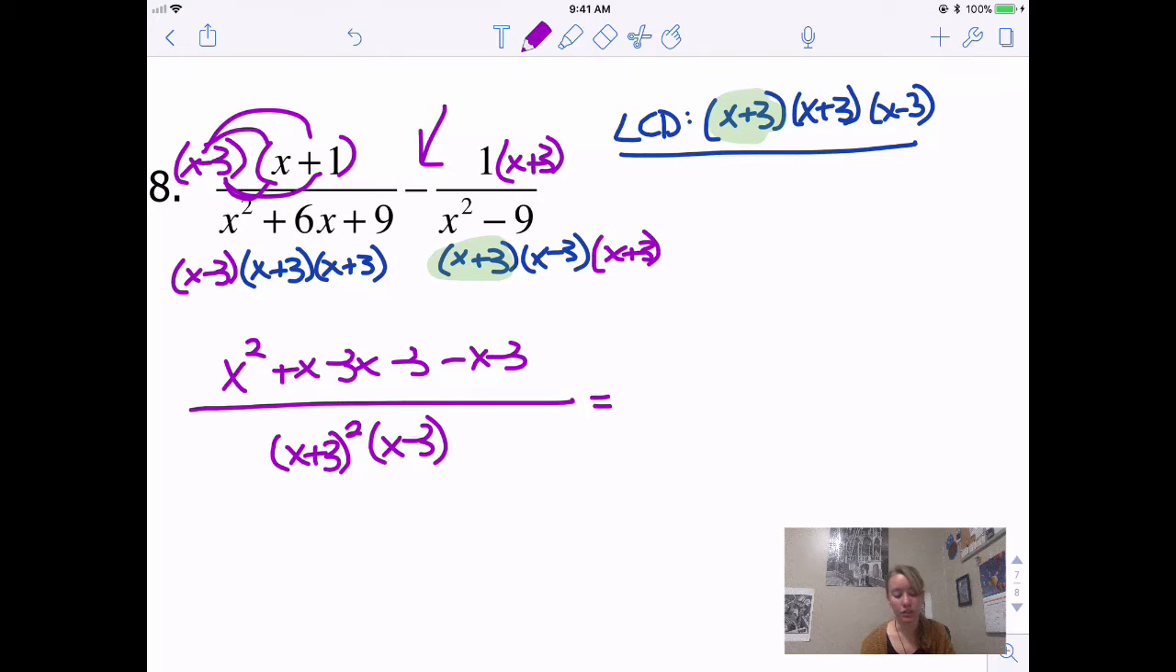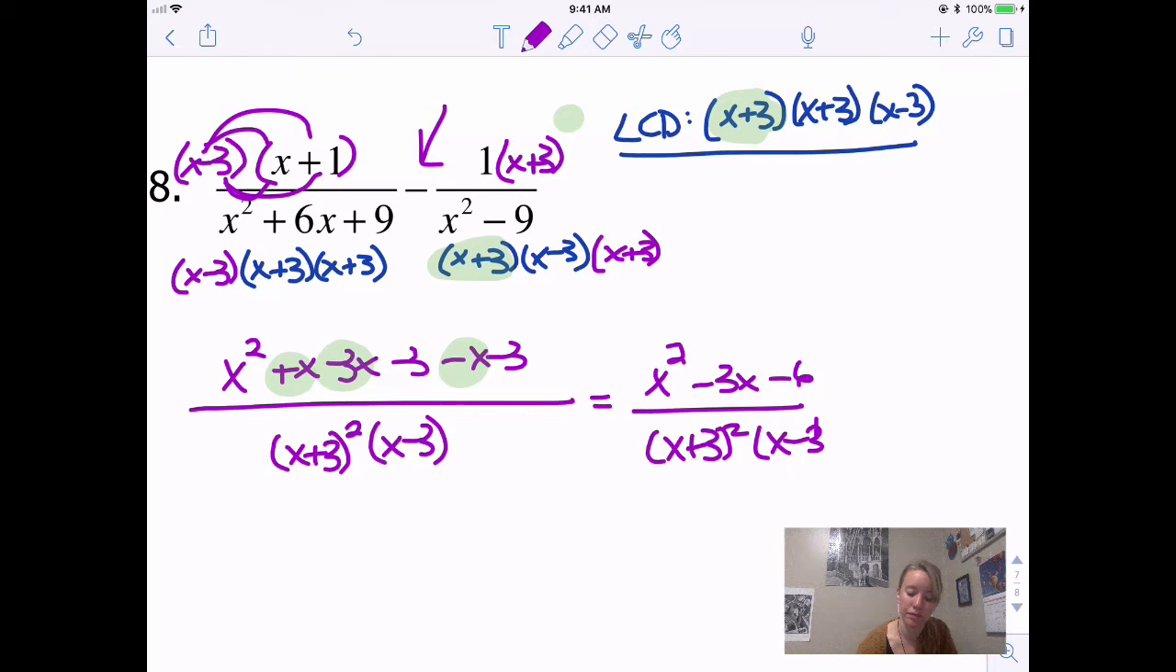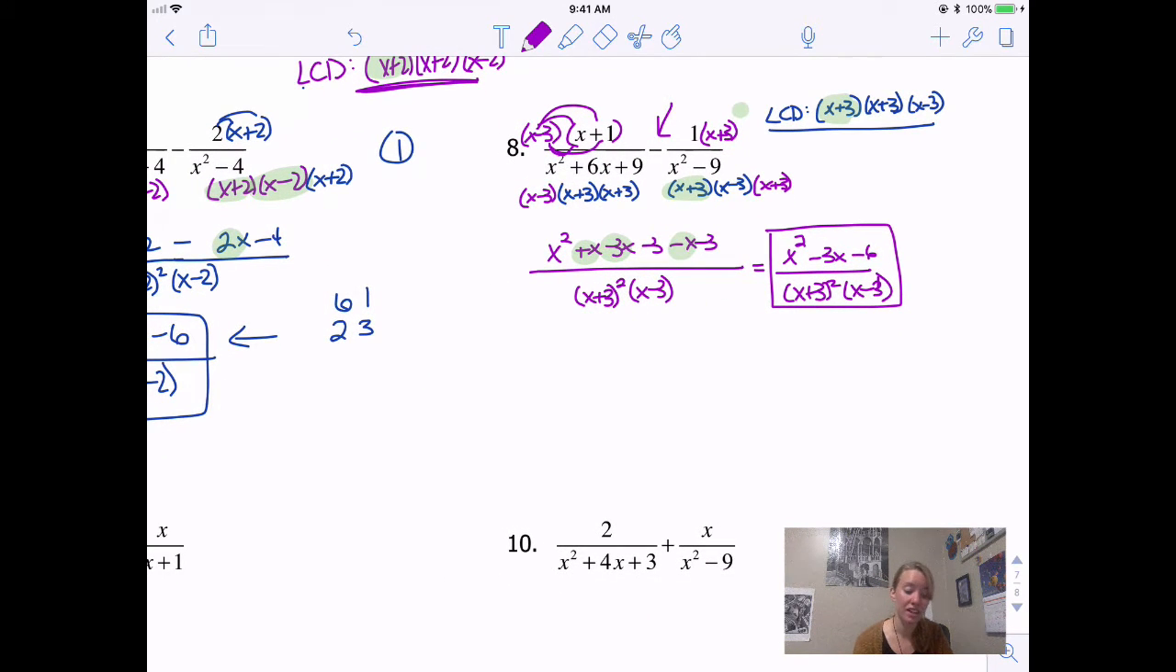The last thing that we can do is simplify everything in your numerator. So we have x squared. There's only one of those. But then we've got 1x minus 3x minus another x. That is negative 3x. And then negative 3 is negative 6 over x plus 3 squared, x minus 3. Okay, again, I can't factor the numerator because of the same reason as the last time. We don't have any factors of 6 that add up to 3. Right, so I can leave it.